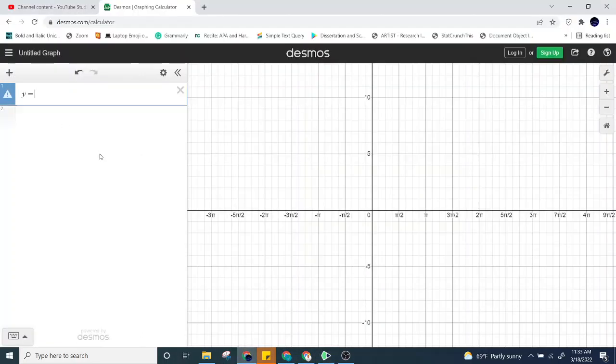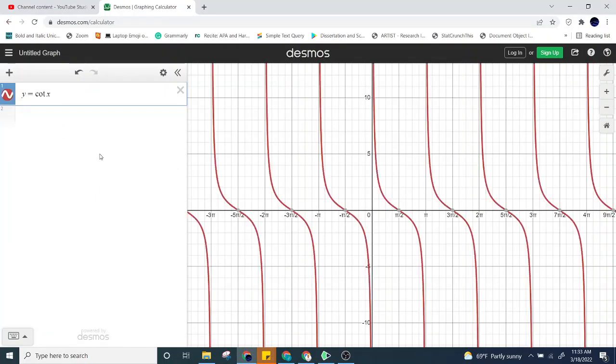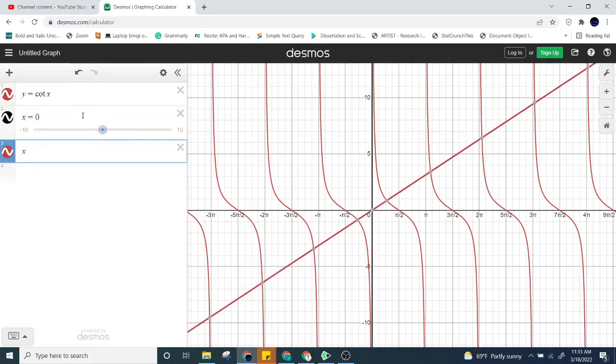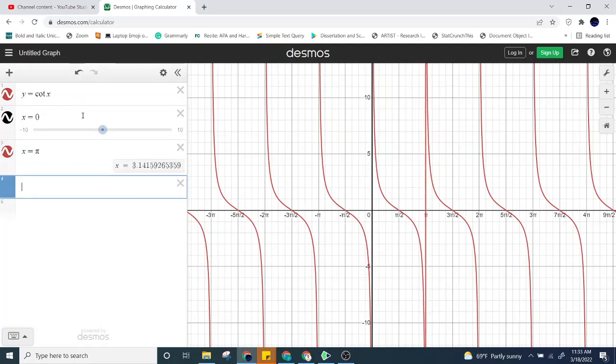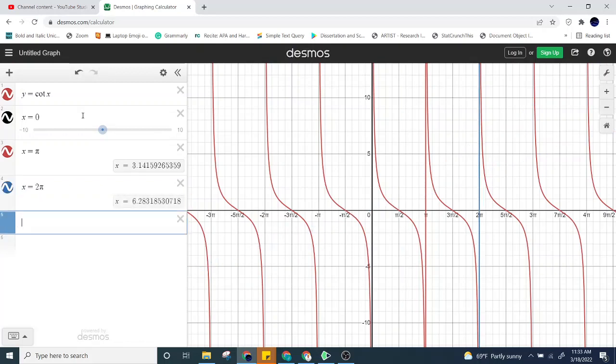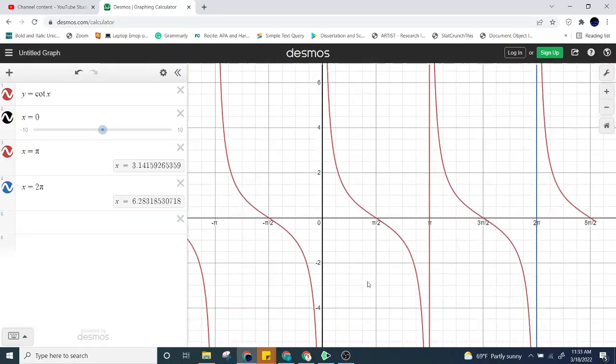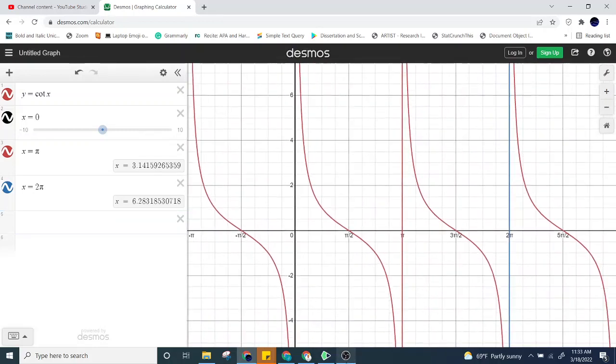So y equals cotangent looks like this. So notice that cotangent goes up on the left, down on the right. It's got asymptotes at every multiple of pi. So at x equals 0, there's an asymptote. X equals pi, there's an asymptote. X equals 2 pi, etc. So basically, wherever sine would have equaled 0, that's where cotangent is going to have its asymptotes.